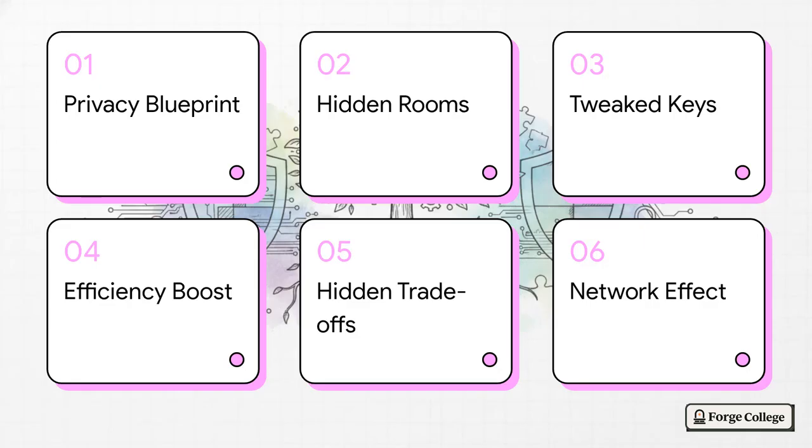So let's look at the blueprint index for today. We've got 6 parts to cover. First, the privacy blueprint. Then, a concept I call the house with hidden rooms. Third, we'll look at tweaked keys under the hood. Fourth, the efficiency boost. Fifth, Taproot's hidden trade-offs. And finally, number 6, the network effect.